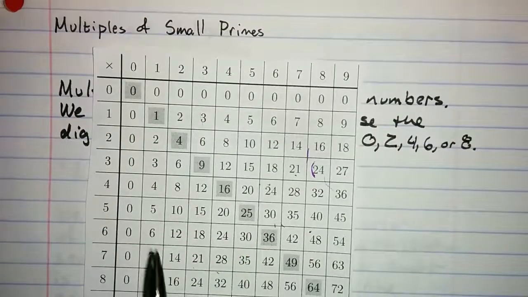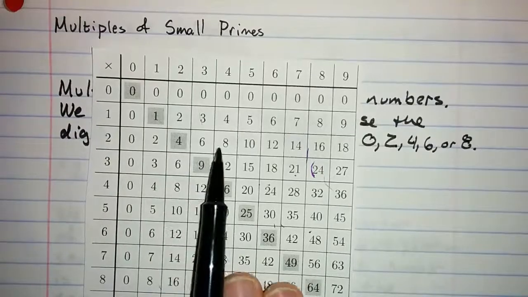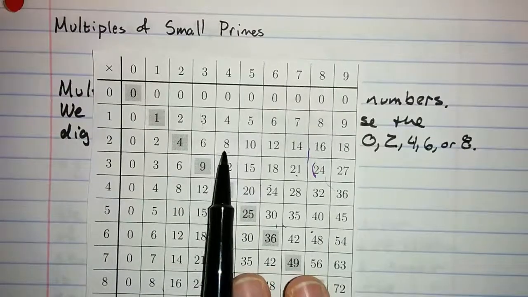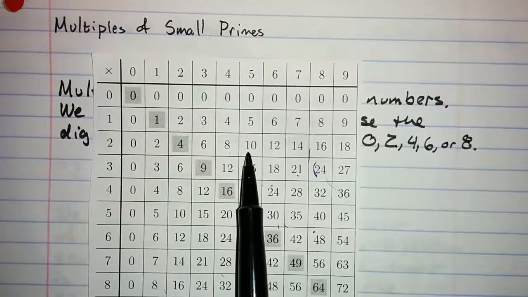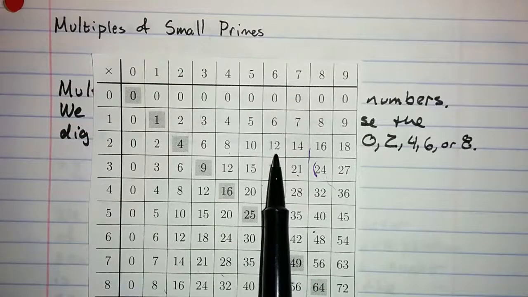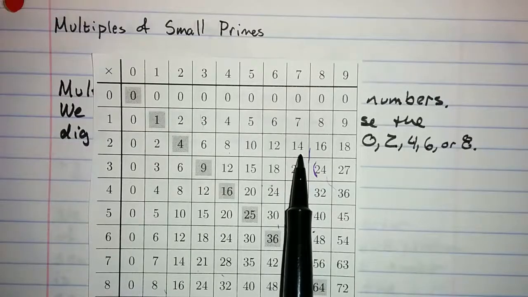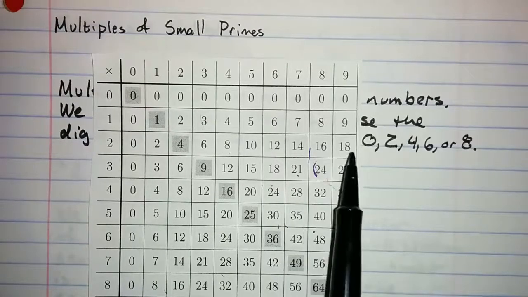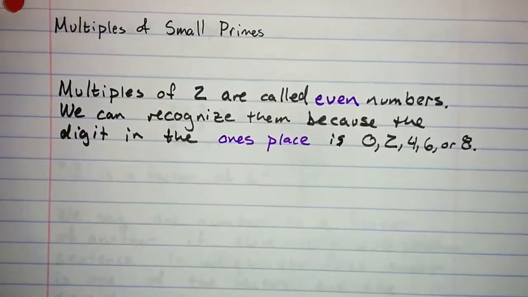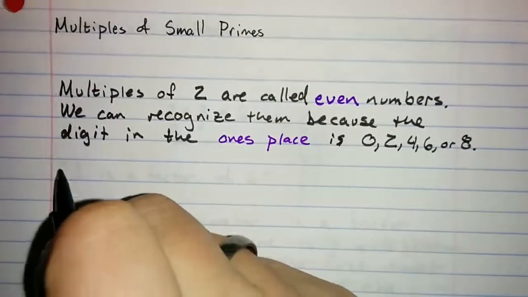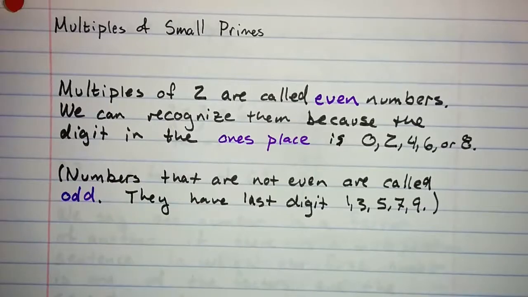Notice, 0, 2, 4, 6, and 8 are even one-digit numbers. Then 10 has ones digit 0, 12 has a 2, 14 has a 4, 16 has a 6, 18 has an 8. What will the next even number be? Well, 20, ones digit 0, and so on. As an aside, numbers that are not even are called odd. You should also be familiar with that term.